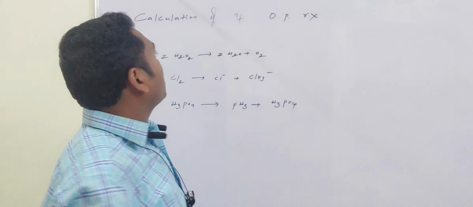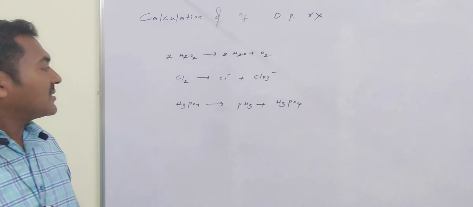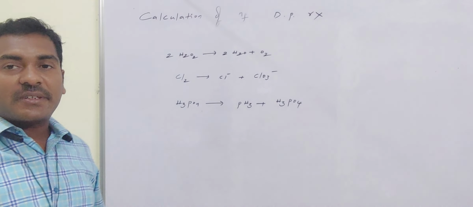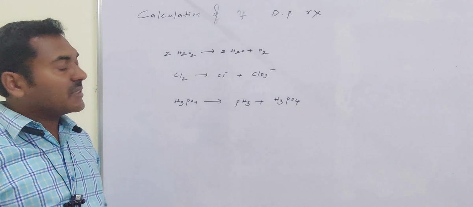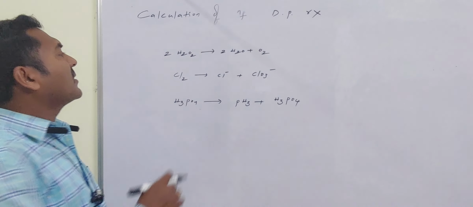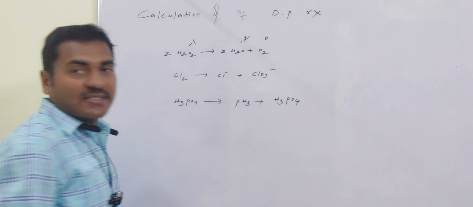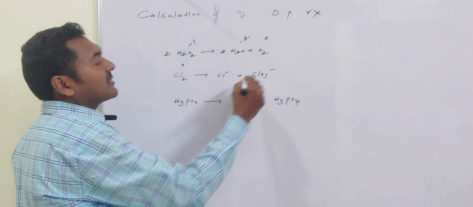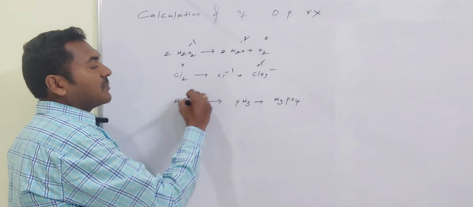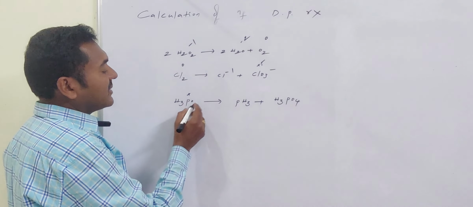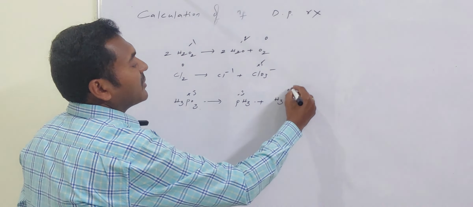Here are some examples of disproportionation reactions in which hydrogen peroxide is converted to water followed by oxygen. Chlorine in basic medium is converted to chloride followed by chlorate. Similarly, H3PO3 is converted to phosphine followed by H3PO4. Here oxygen maintains -1 oxidation state, here -2 as well as 0. Chlorine maintains 0 oxidation state, here it maintains -1 and +5. Whereas here H3PO4, that is H3PO3, it is a mistake. This is +3 oxidation state, this is -3 followed by +5.